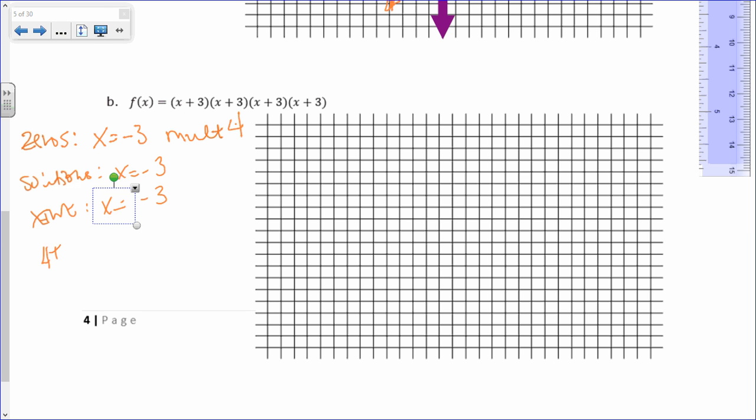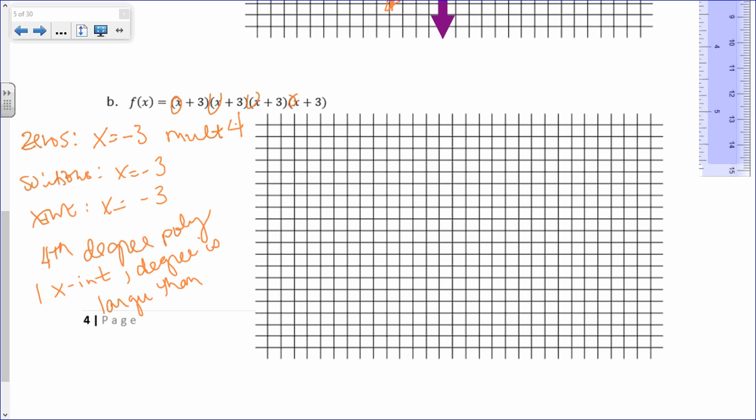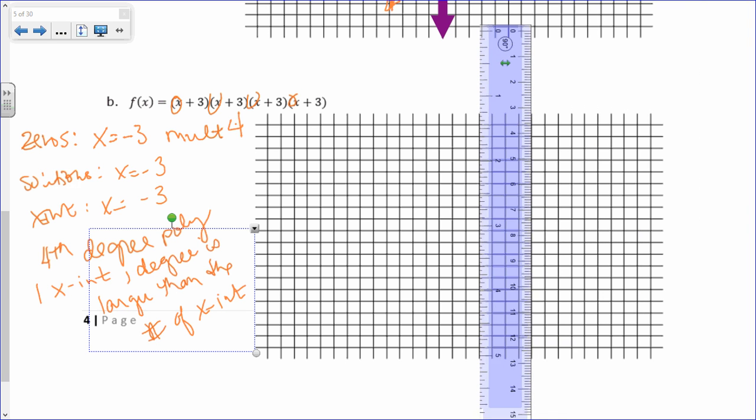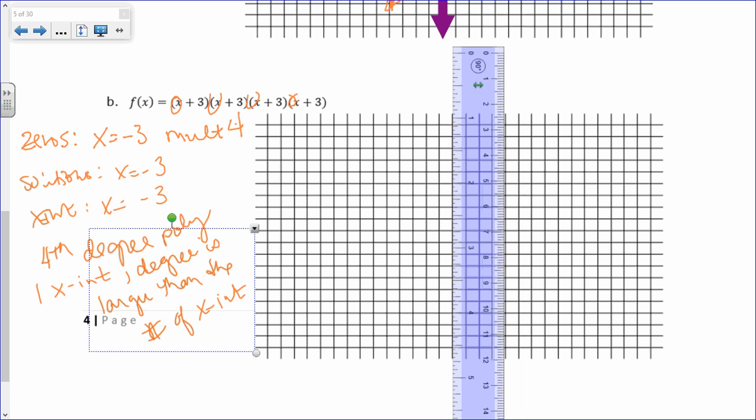This is a 4th degree polynomial, because if I were to multiply all my first terms together on my x's, I'd get x to the 4th. And we have one x-intercept, and the degree is larger than the number of x-intercepts. All right, so I'm going to go ahead and draw my graph here.